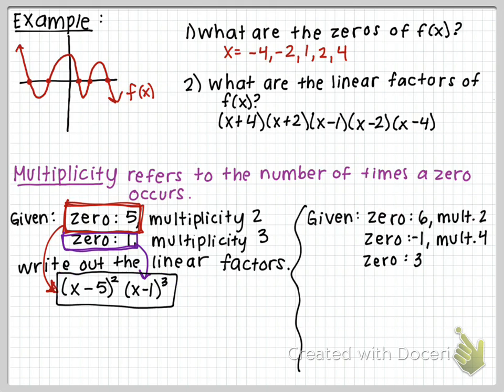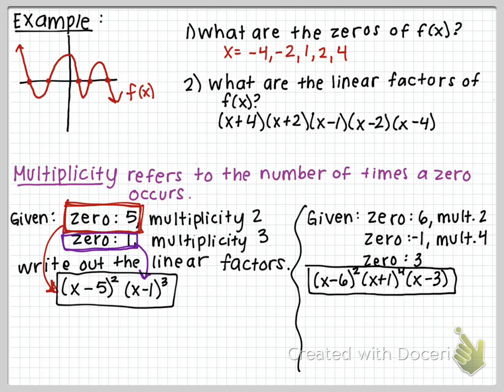So if we want to go over another example, if we're given a 0 of 6, multiplicity 2, a 0 of negative 1, multiplicity 4, and a 0 of 3, we're going to start with the top. A 0 of 6 means x minus 6, and then multiplicity of 2 means squared. A 0 of negative 1 is x plus 1, remember, do the opposite, and multiplicity of 4 is to the 4th. And then a 0 of just 3 is x minus 3. It doesn't have a multiplicity, so we don't write anything else for the exponent. And that's it.